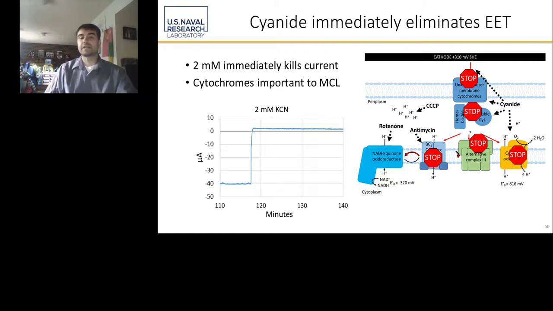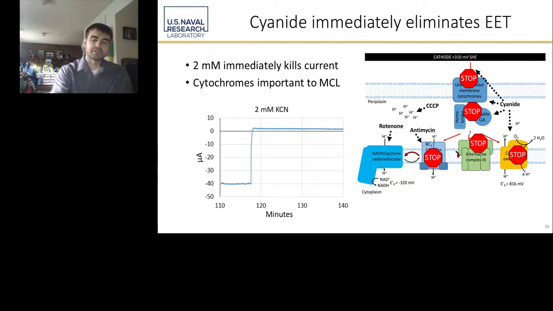But then if we add cyanide, this completely kills the current. This makes a lot of sense because we think that hemes are very critical to everything that occurs. There are extracellular or outer membrane hemes that are required to get electrons across the membrane. There are periplasmic hemes that are required to get electrons from the outer to the inner membrane. And then there are hemes in several of the enzymes that are involved in the membrane-bound electron transport chain. So when we add cyanide, all of these hemes get poisoned and we see this immediate drop in current.